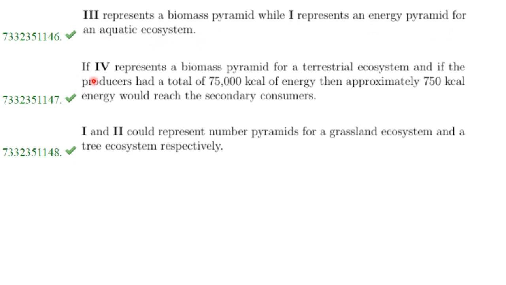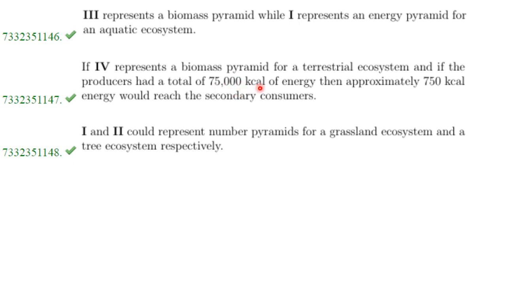That is correct. If 4 represent a biomass pyramid for a terrestrial ecosystem and if the producer has a total of 75,000 kilocalories of energy, then approximately 750 kilocalories of energy would reach the secondary consumer. That is correct because that is based on the 10% law. When energy is passed on from one trophic level to another, only 10% of the energy is passed on to the next trophic level.